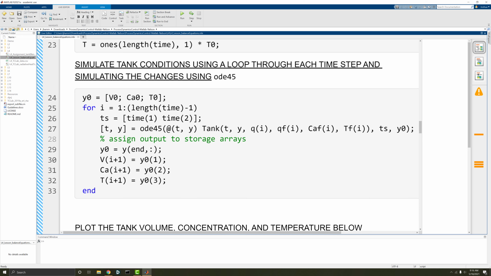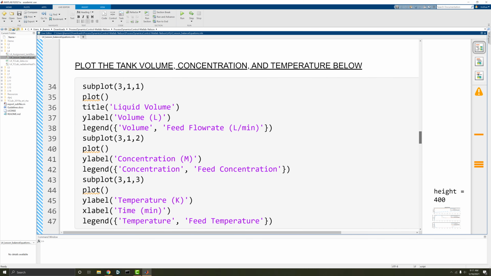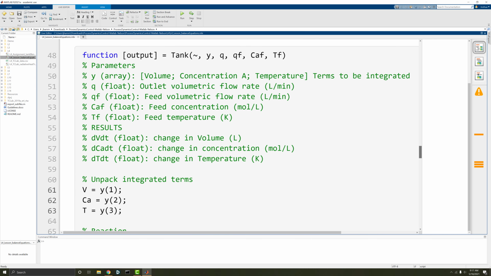Within this for loop, we'll first create a slice of time using time 1 and time 2, and because we don't explicitly rely on time, I'm going to keep that slice the same on each one. It's just telling it the length of time. Then we have our ODE45 syntax, and that should be starting to become familiar. We have the anonymous function, which has t and y, and then the tank function, which I'll go down and we'll look at the tank function first.